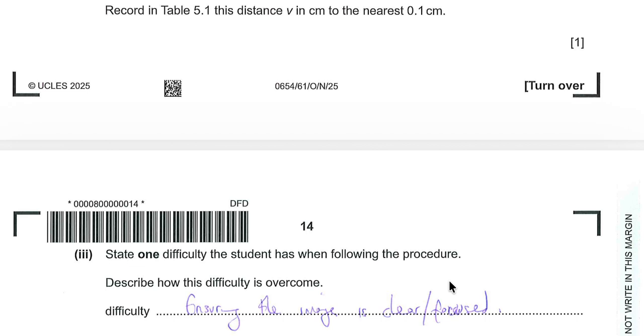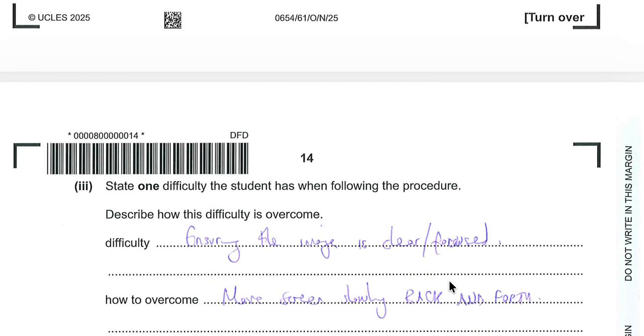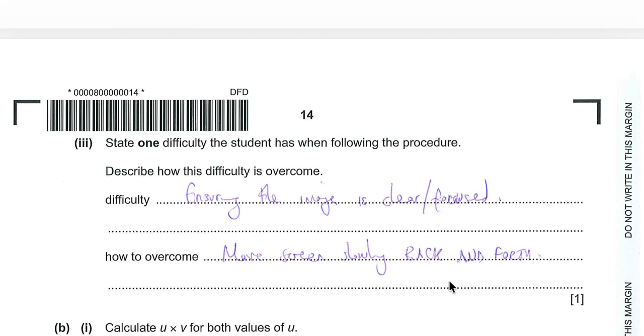Now how we can overcome that, and this is a standard answer, is by moving the screen slowly back and forth. Imagine you're just adjusting it every now and again, making sure you're slowly moving it, and then maybe moving it too far in one direction, so back again and back again, homing in on that clear image. So the standard suggestion here is to move it back and forth slowly.